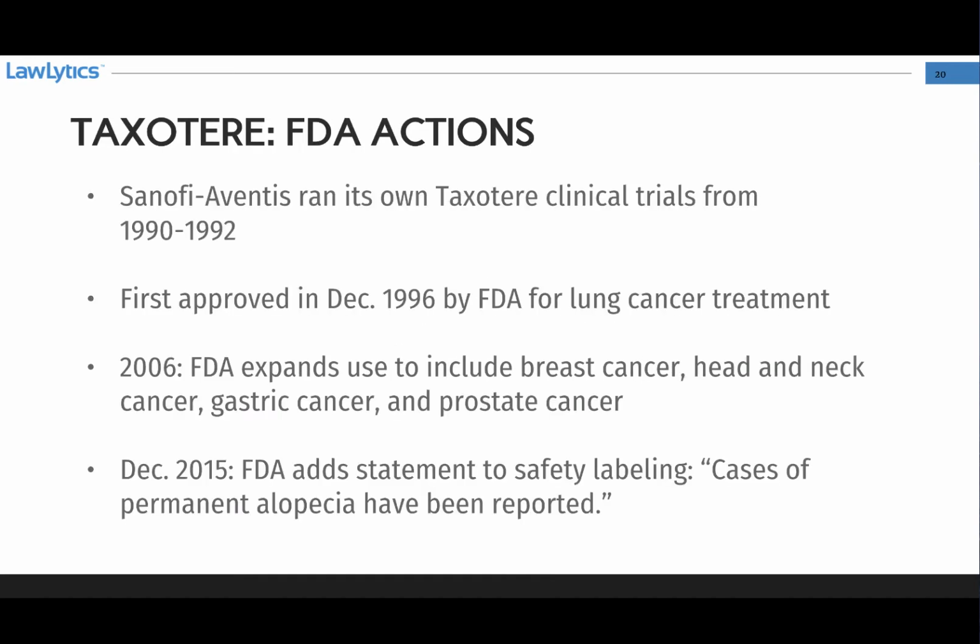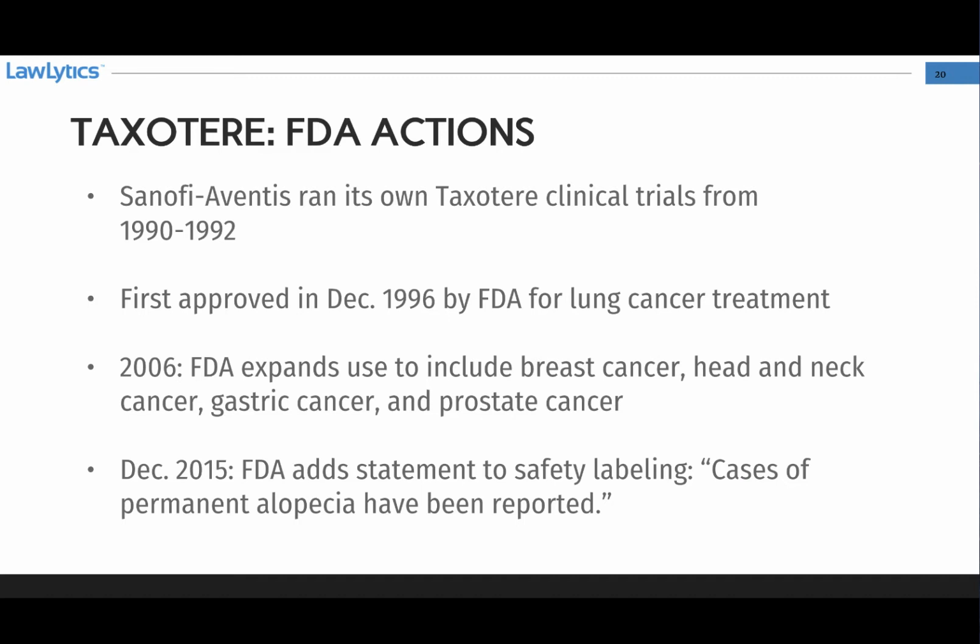Taking an overview now of the actions by the FDA regarding this drug, it began with Sanofi running its own clinical trials of Taxotere starting in 1990 through 1992. The FDA first approved the drug in December 1996 for use in lung cancer cases. In 2006, this approval was expanded to include breast cancer and also cancer of the head and neck, gastric cancer, prostate cancer, and lung cancer.